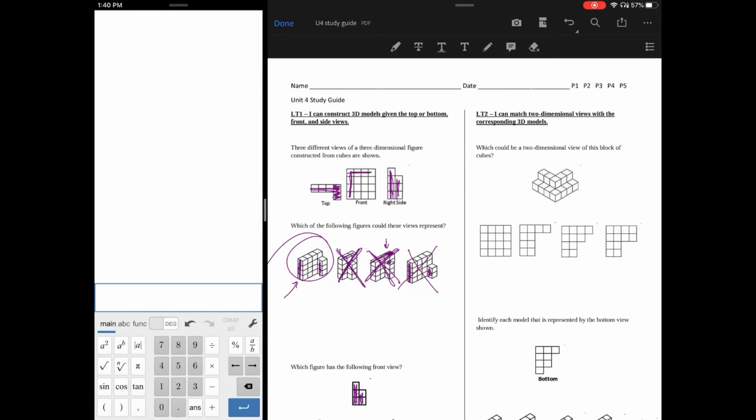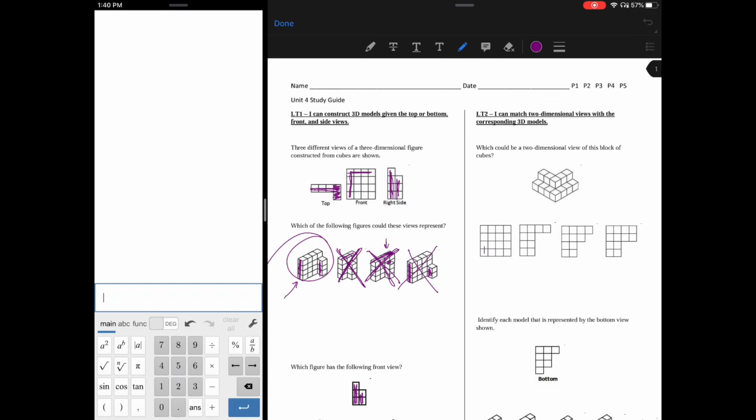My second learning target is almost the same, but now I'm matching the 2D views with the 3D models instead of vice versa. So the first question wants to know which could be a two-dimensional view of the block of cubes. And it doesn't say if it's the top, the side, the front, so we're just going to see if any of the views match up.